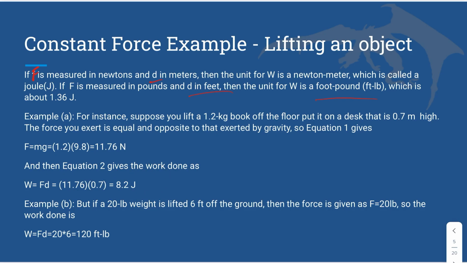Now in our second example, where the force is constant, we already have our force in terms of pounds in this system. So we just have to multiply it times the distance, which is 6 feet off the ground. We have 120 foot-pounds as our work done. Two simple examples.